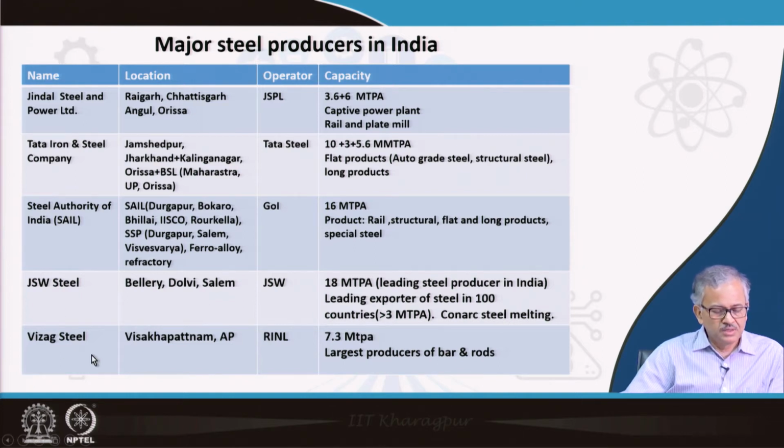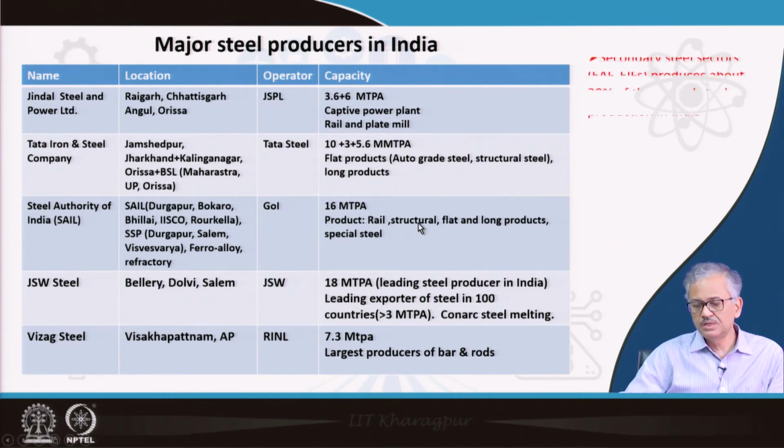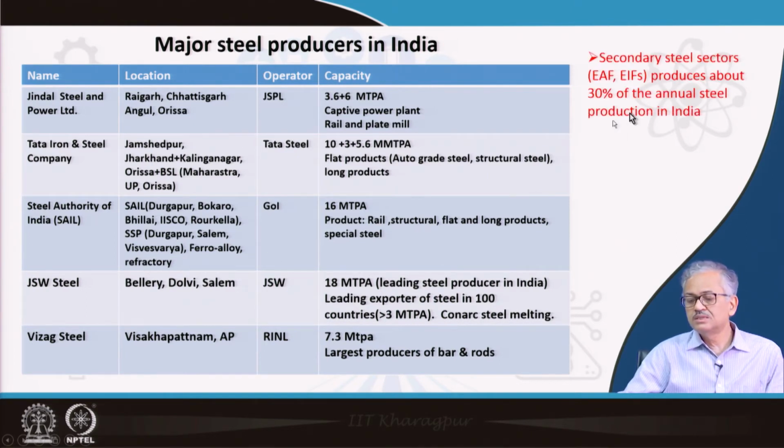Okay. And then the Vizag steel plant, as I said, came around the 70s to 80s. Visakhapatnam Steel Plant, this is called Rashtriya Ispat Nigam Limited, and it has a capacity of around 7.3 million tons per annum, the largest producer of bars and rods.